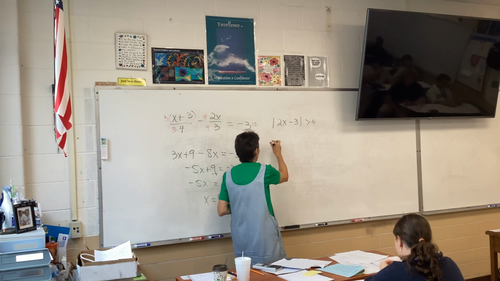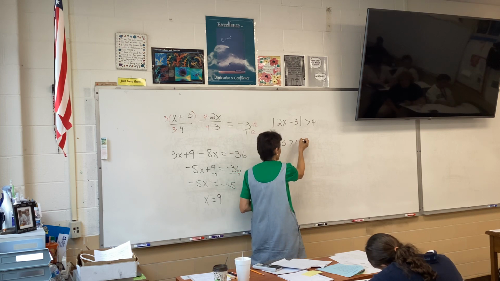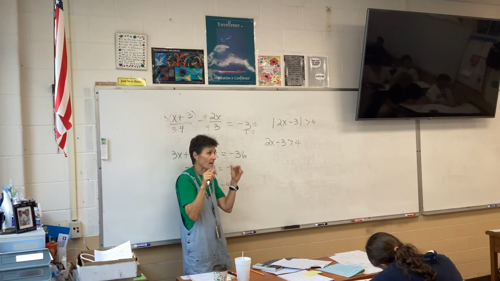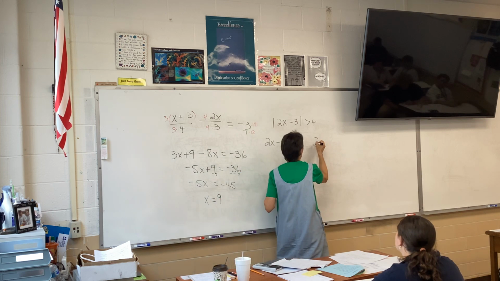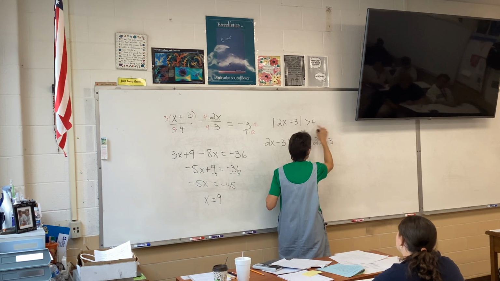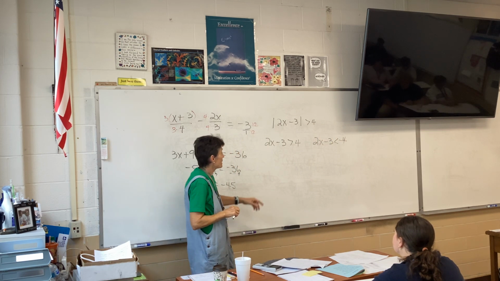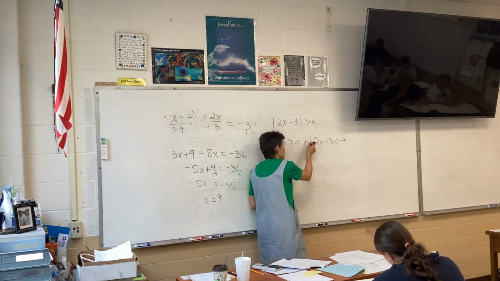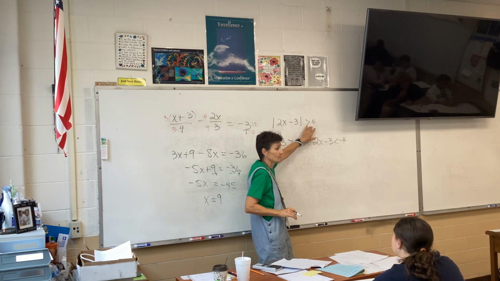So the first problem will be 2x minus 3 is greater than 4. Remember, for the first one, we don't change anything. We just drop out the absolute values. For the second one, however, we turn the sign around and make the number negative. Remember that? This is a greater problem, so we're going to put an or in here. For greaters, we always put ors.